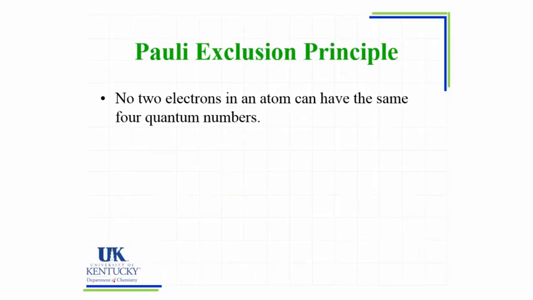So now we're ready for the Pauli exclusion principle. This is the statement of that principle. No two electrons in an atom can have the same 4 quantum numbers. What are those quantum numbers? n, l, m sub l, and m sub s. You cannot have any 2 electrons with the exact same 4 quantum numbers.